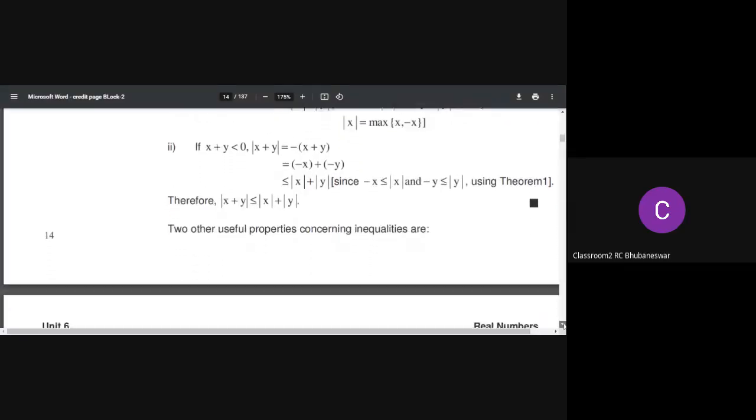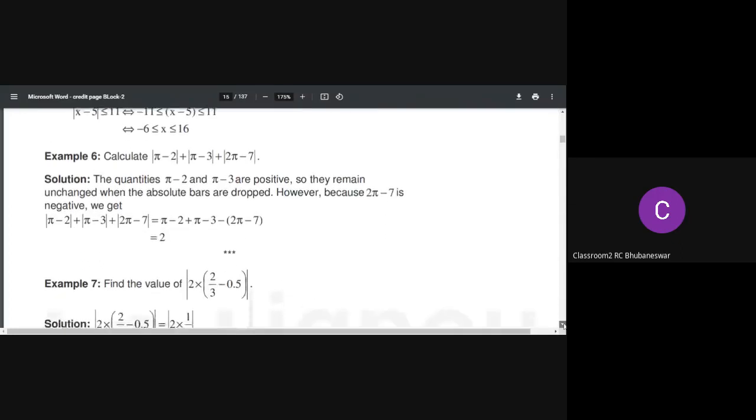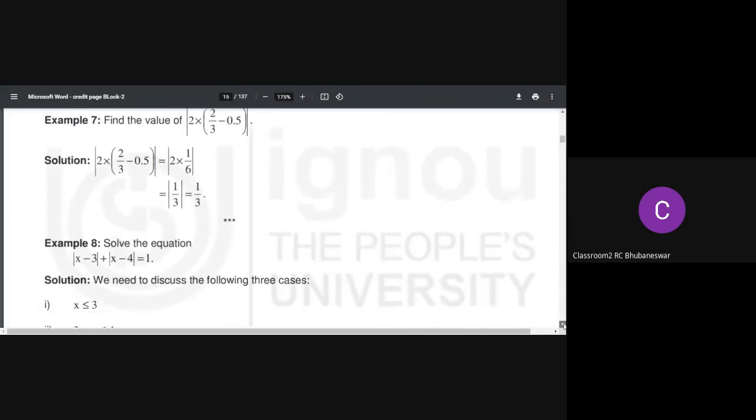Now, in this section, we are moving towards the definition of some useful functions which will be used later on in our discussion.